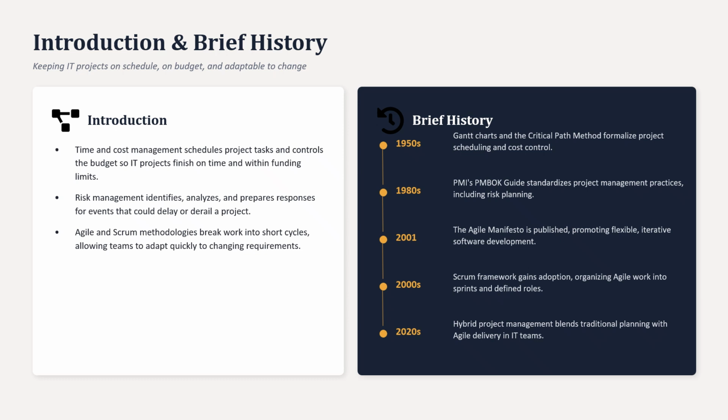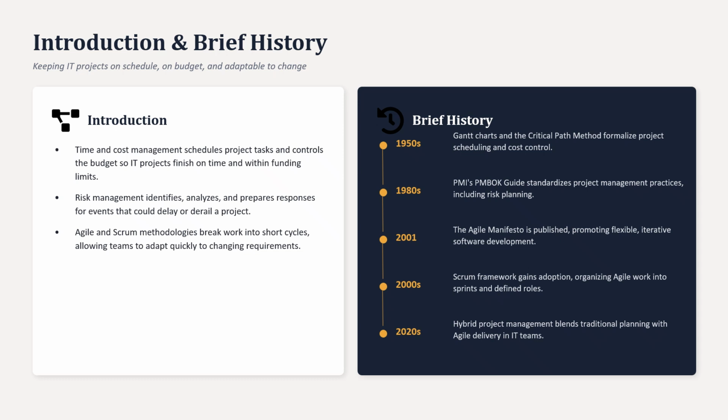Time and cost management schedules project tasks and controls the budget, so IT projects finish on time within funding limits. Risk management identifies, analyzes, and prepares responses for events that could delay or derail a project. And Agile and Scrum methodologies break work into short cycles, allowing teams to adapt quickly to changing requirements.